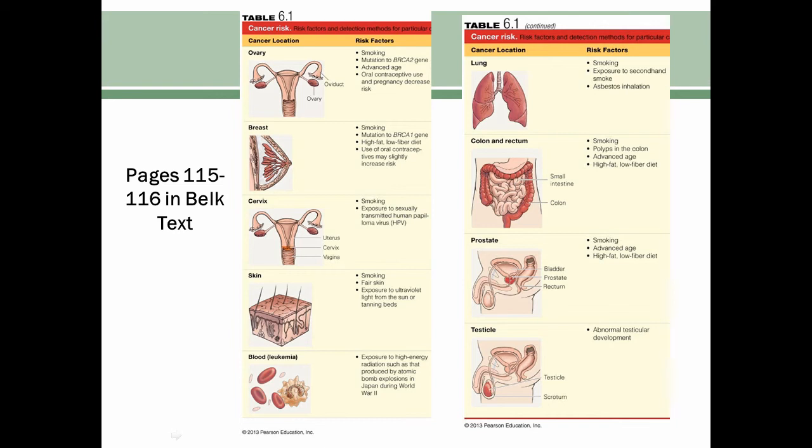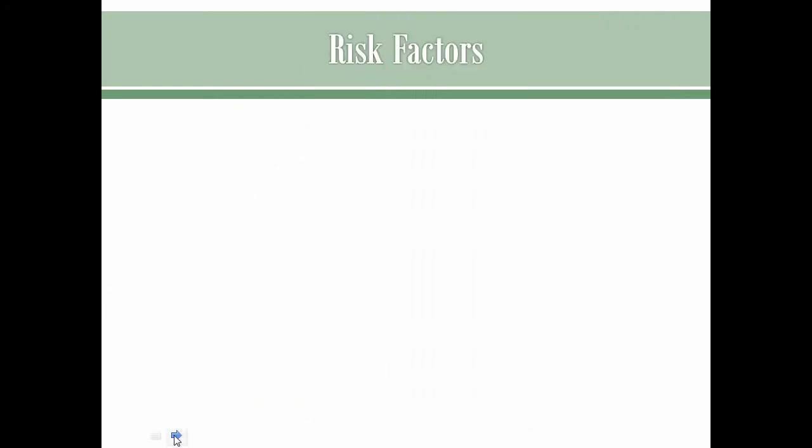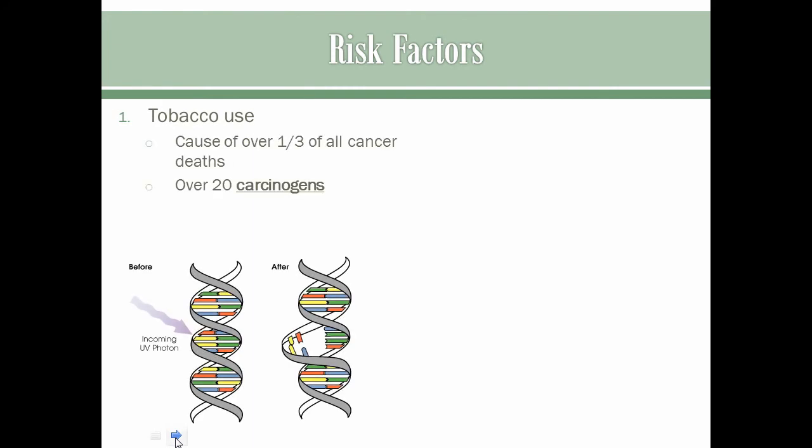This one would be exposure to secondhand smoke. There's asbestos. Polyps in the colon is one that's specific. However, there are a couple of things, and one especially, that is common to all of them, and that is smoking. So the very first risk factor for pretty much all cancers is tobacco use. It doesn't have to be smoking, it can be chewing tobacco as well. But tobacco causes over a third of all cancer deaths overall across the board. So it's definitely a very strong risk factor for cancer.